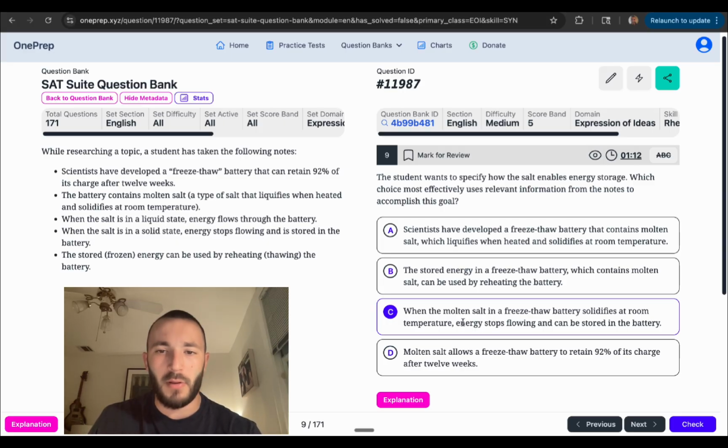Molten salt allows a freeze-thaw battery to retain 92% of its charge after 12 weeks. That's a fact, but it doesn't say how the salt enables the energy storage. Molten salt allows. It's just saying that it does enable it. It doesn't say how. That's what it's missing. So C has to be the right answer.